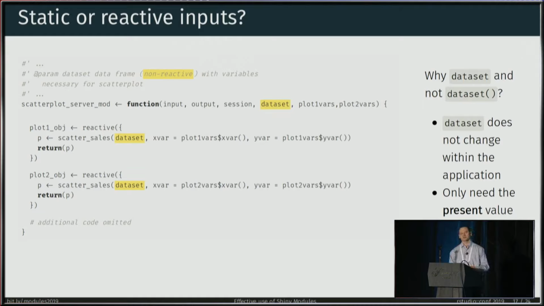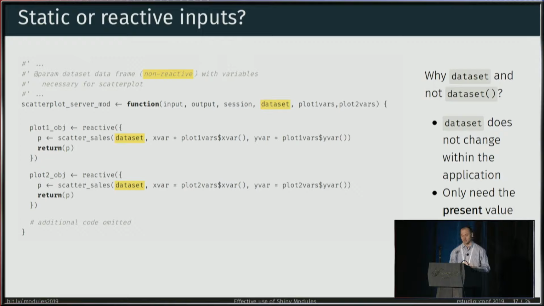Another step that we talked about back in the principles slide is how do we know whether to use static or reactive inputs to these modules. So in this code here, I have this scatterplot server module. And notice in the documentation, I'm saying that the dataset parameter is a data frame that's non-reactive. And then within this plot1 reactive, I'm using that dataset name, well, without parentheses.